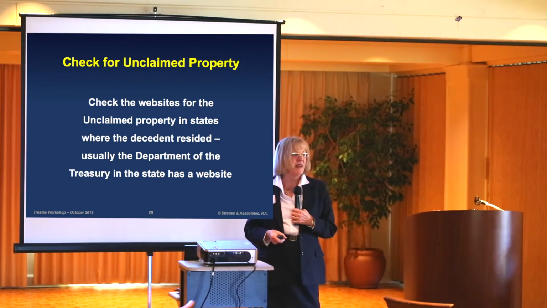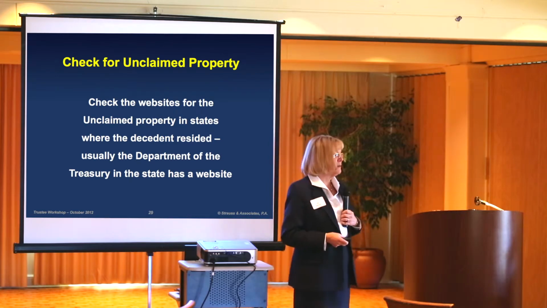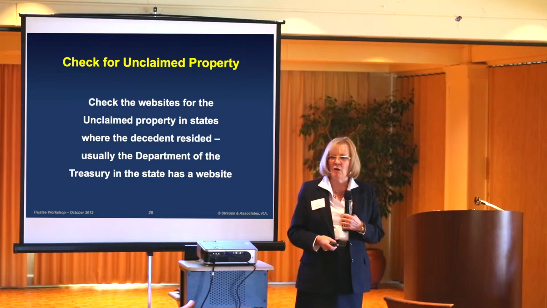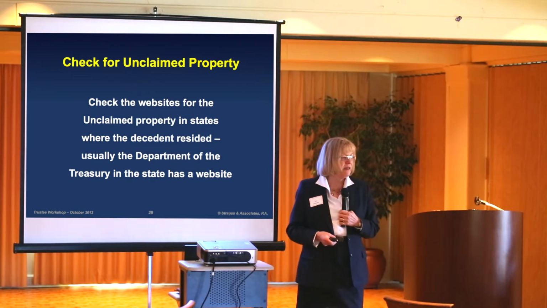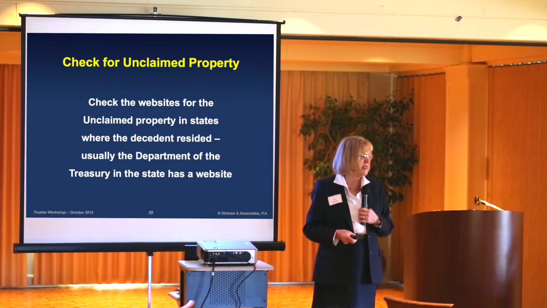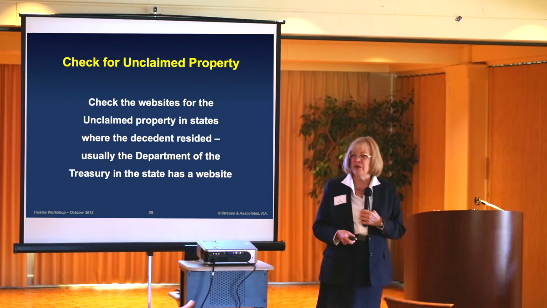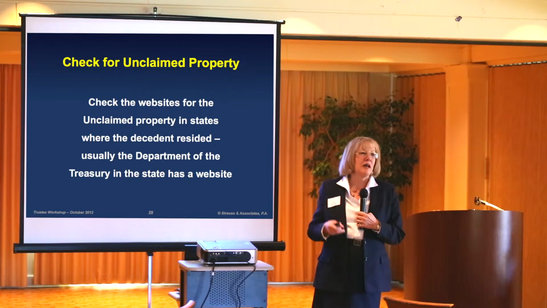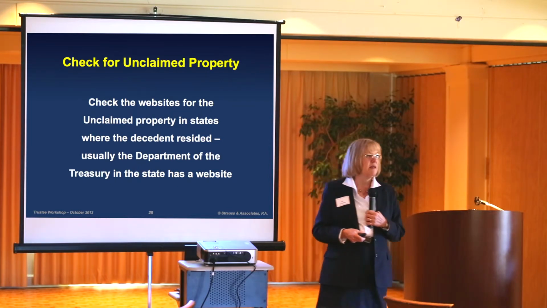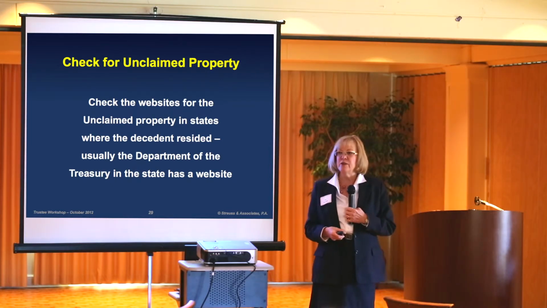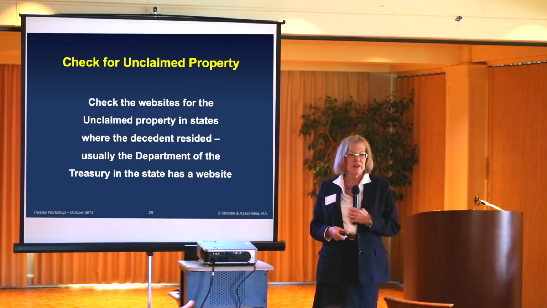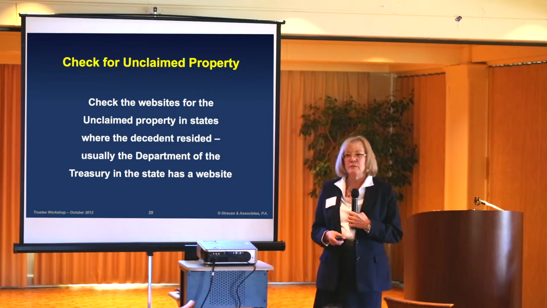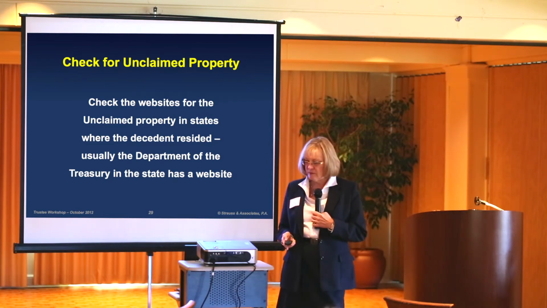every state has unclaimed property. Usually it's in the Department of the Treasury. So if you go and Google unclaimed property Ohio, you will find where that site is and can check by name to see whether the decedent had any unclaimed property. We had a physician who practiced up in, I think it was Michigan or Wisconsin, and moved down here, had been retired down here for 25 years, and found that there was an accounts payable account up there of $35,000 in one of those states.